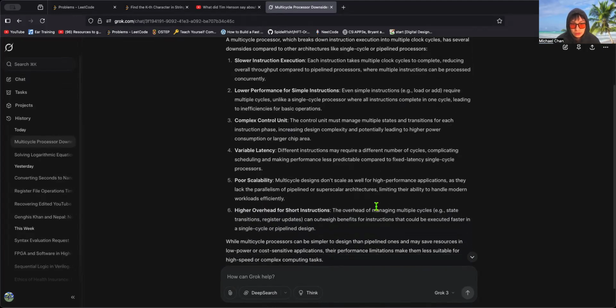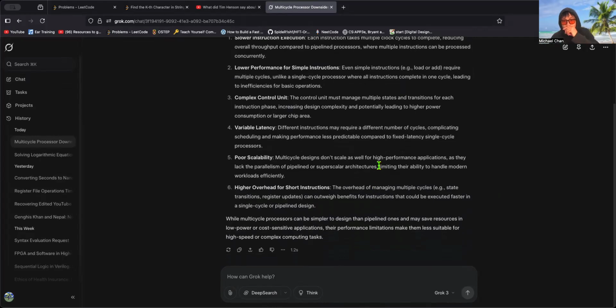Yeah, high overhead, we talked about this. And I think those downsides will lead to pipelining an instruction. But yeah, so that's what we learned today.